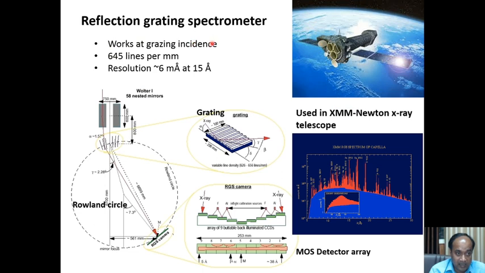these gratings all work at grazing incidence, which means that the angle of incidence is kept very small. They fall very parallel to the grating surfaces. And one can get a resolution in this particular case of about 6 milliangstrom at a wavelength of 15 angstrom or so. So a resolution of about 2,000, about 1,000 you can get in these cases.